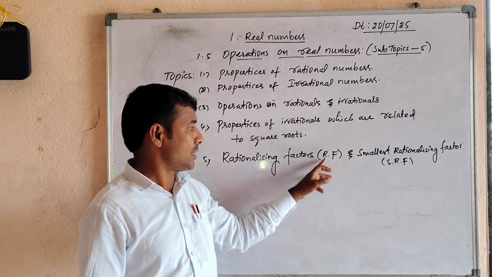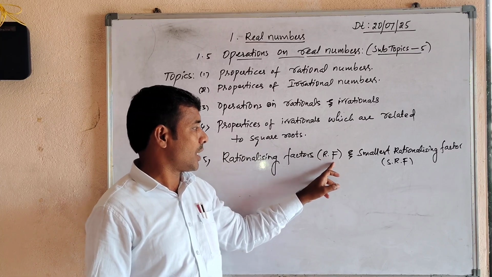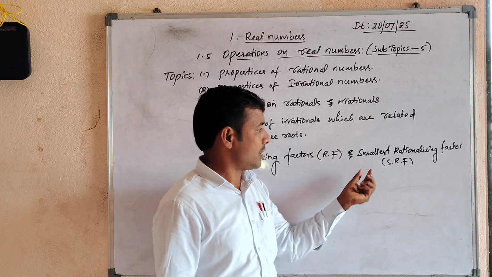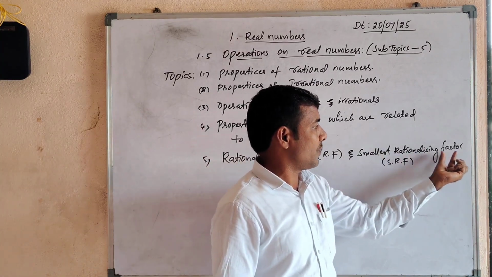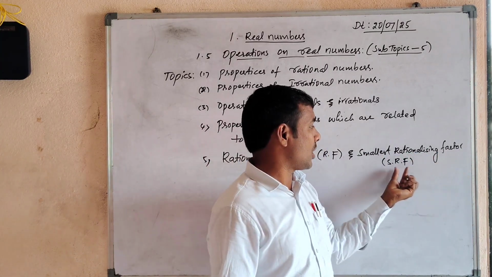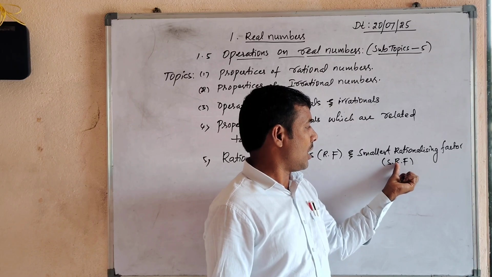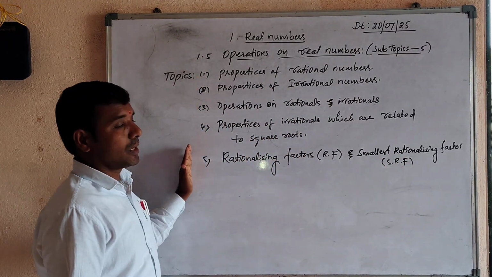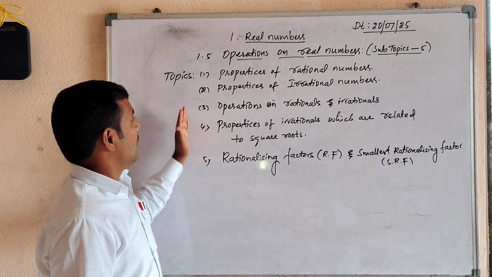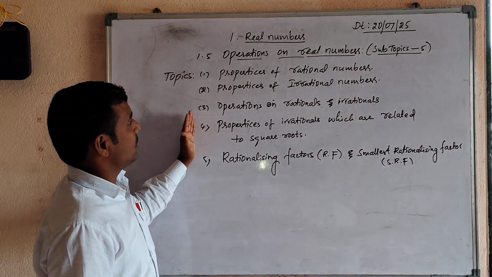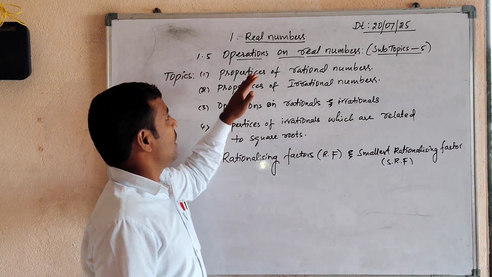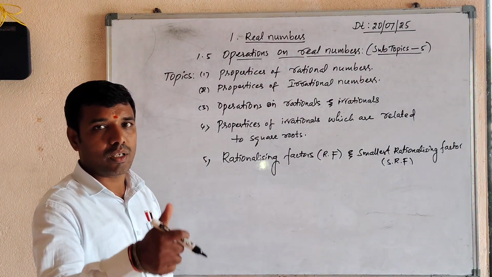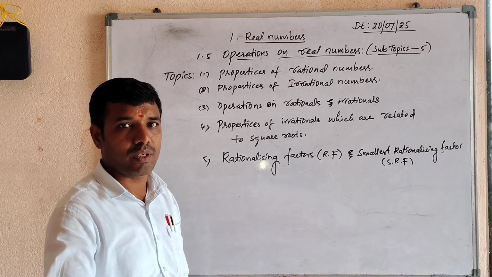Shortcut we can say RF, which indicates rationalizing factors. One more is the smallest rationalizing factor, whose short form is SRF. Once again, these 5 points are very important. If you learn these 5 points, then you will be able to do the further exercise problems. Let us see them one by one.